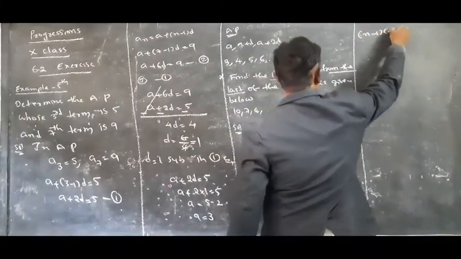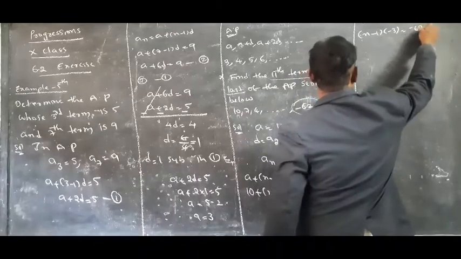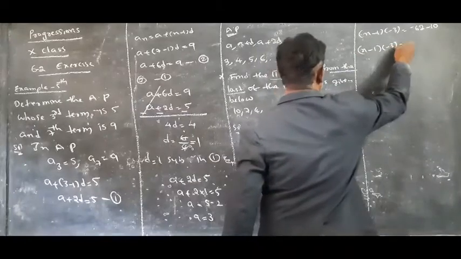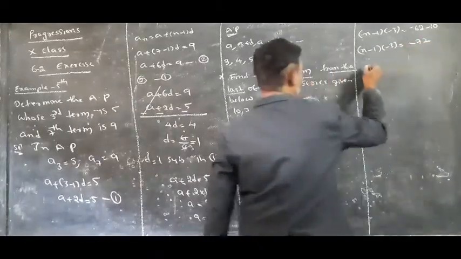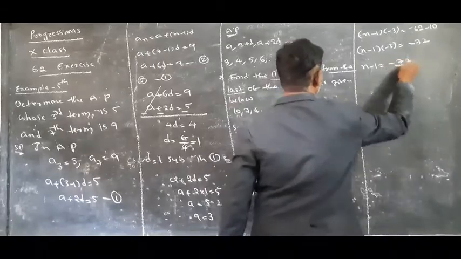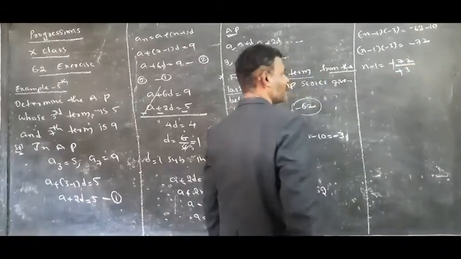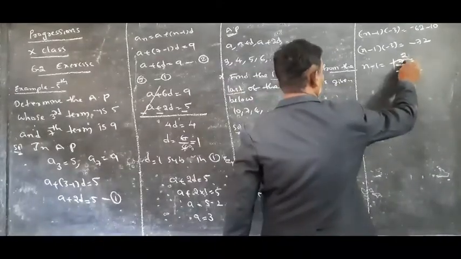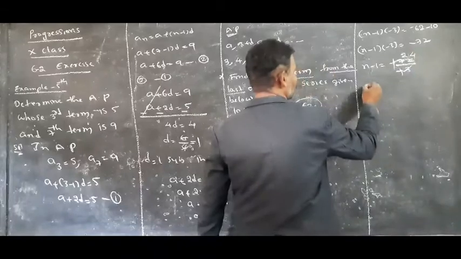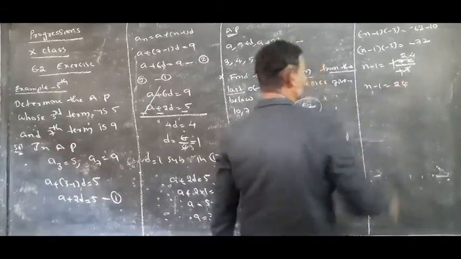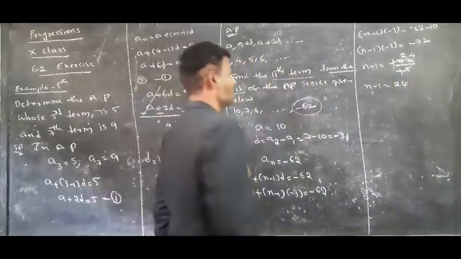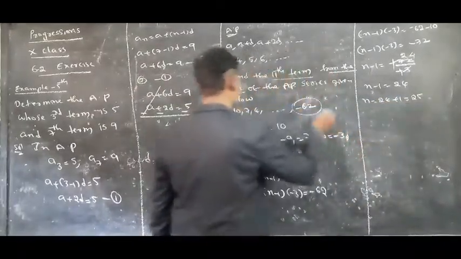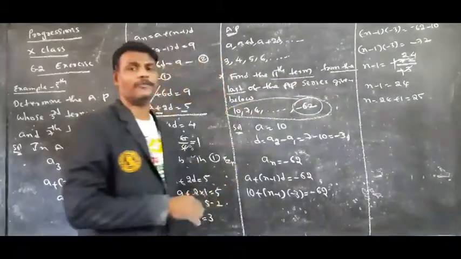(n - 1) × (-3) = -62 - 10. (n - 1) × (-3) = -72. Then n - 1 = -72 / -3. The minuses cancel. 3 twos are 6, the remaining 12, 3 fours are 12. So n - 1 = 24. So n = 24 + 1 = 25. So in this series there are 25 terms.